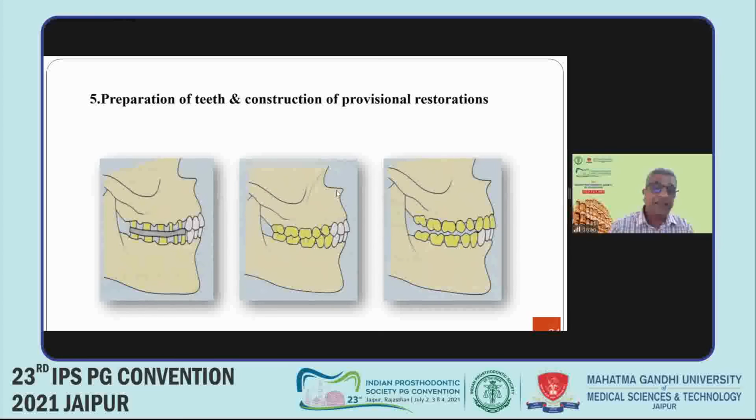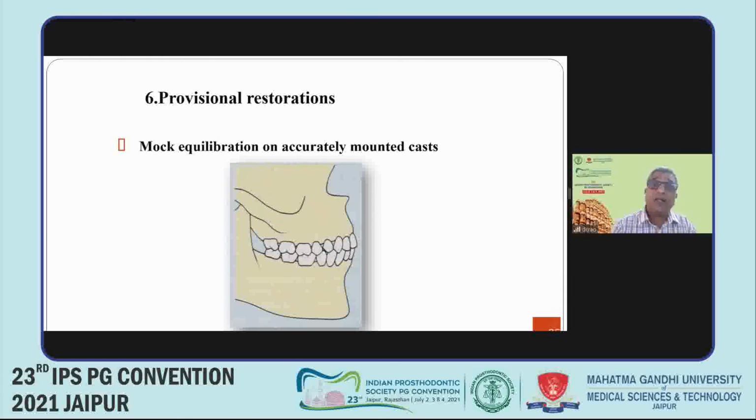And then after all these evaluations, you go ahead with the preparation of the teeth, and then you construct the provisional restorations. These provisional restorations can be re-verified again on the articulator in all the various positions. And then the same provisional restorations can be rechecked in the oral cavity, right? On the mounted cast as well as then on the patient's mouth.